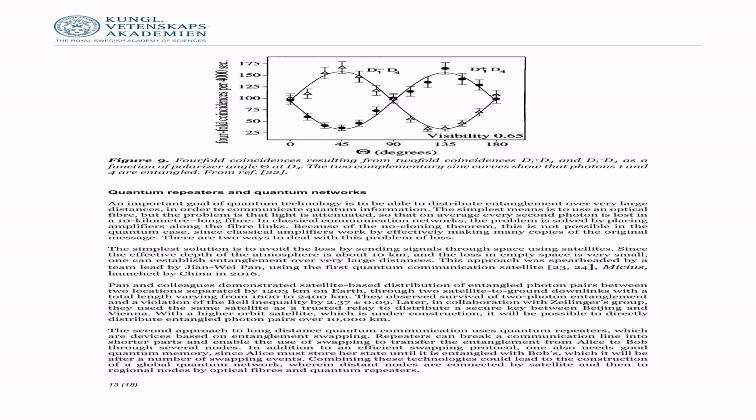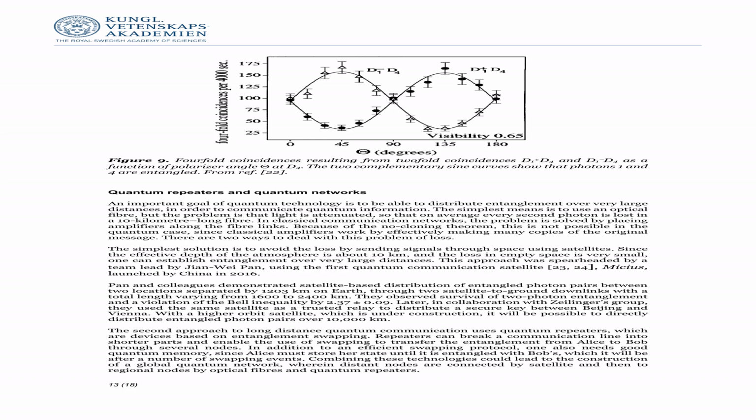There are two ways to deal with this problem of loss. The simplest solution is to avoid the loss by sending signals through space using satellites. Since the effective depth of the atmosphere is about 10 kilometers and the loss in empty space is very small, one can establish entanglement over very large distances. This approach was spearheaded by a team led by Jianwei Pan, using the first quantum communication satellite, 23, 24, Micius, launched by China in 2016. Pan and colleagues demonstrated satellite-based distribution of entangled photon pairs between two locations, separated by 1,203 kilometers on Earth, through two satellite-to-ground downlinks, with a total length varying from 1,600 to 2,400 kilometers.